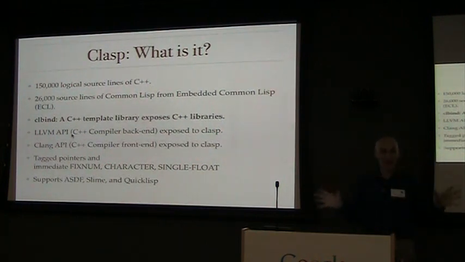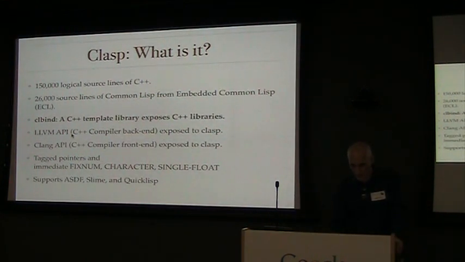What's really nice about it is everything's a C++ library, so you can get access to every part of the code. I also exposed the Clang API. Clang is the C++ compiler front end. The reason I did that is, I'll show you, it lets me do some really new, exciting things. I've implemented tag pointers in Clasp, so fixnums, characters, and single floats all fit into 64-bit pointers, and this will allow me to generate performant code. And I've gotten Clasp working to the point where it's a full Common Lisp with CLOS and everything. It runs ASDF, Slime, and Quicklisp, the triumvirate of useful parts of Common Lisp.